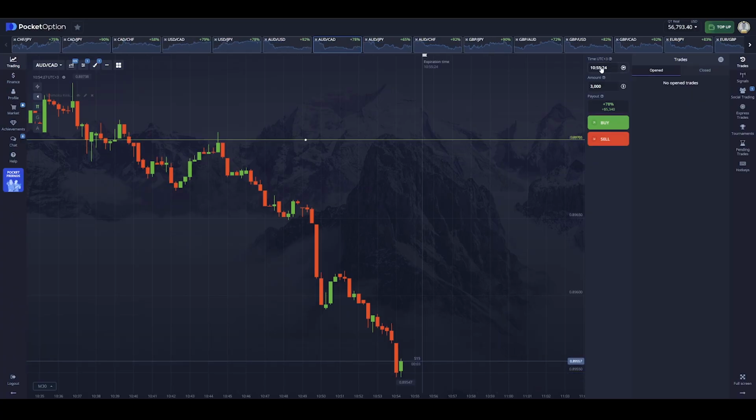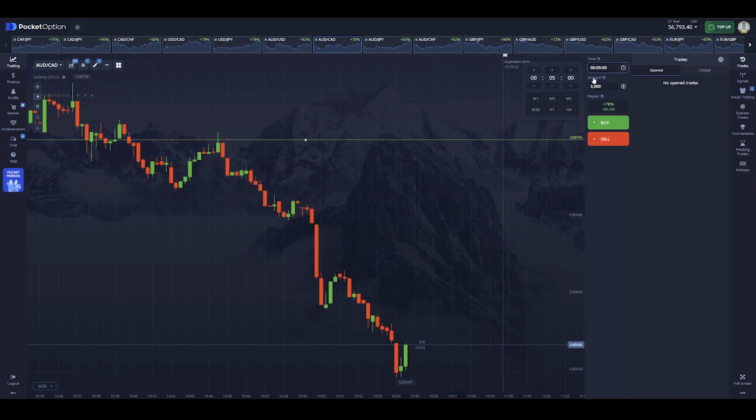There's another option. You can click this button and set the exact time for when you want your trade to close. You can set whole numbers. You can set it for an hour later, and it's really convenient to adjust the timing exactly how you want. So you can choose 5 minutes, 3 minutes, or set the time manually.